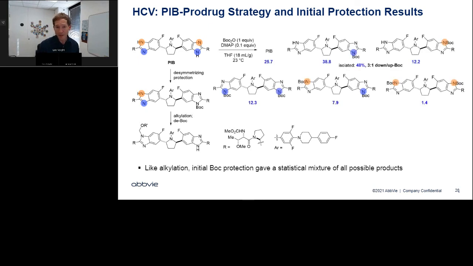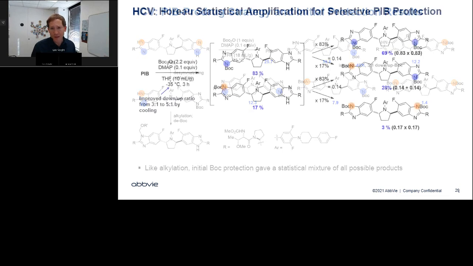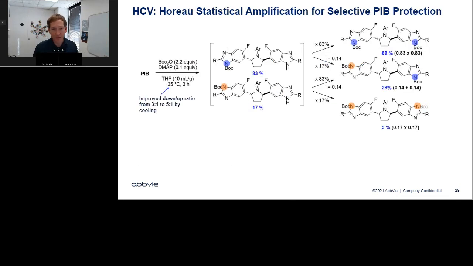Unfortunately, our first attempts to protect this, not surprisingly, gave exactly what you'd expect, a statistical 1 to 2 to 1 ratio of starting material to mono to di, with every conceivable up and down isomer that you would expect from this reaction. So after tedious separation of the mono-Boc isomers, we had a serendipitous discovery that the down-Boc isomer was much less soluble than the up-Boc, which would prove advantageous in efforts to find a better synthesis of these molecules. So in order to solve this problem, we incorporated an unusual application of the Horeau principle of statistical amplification.